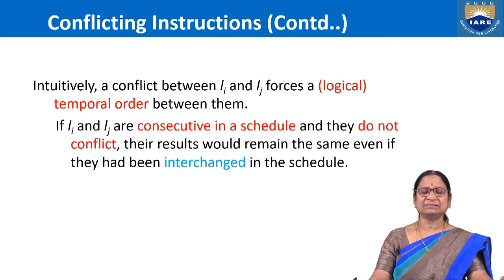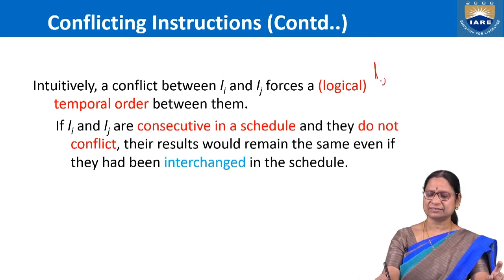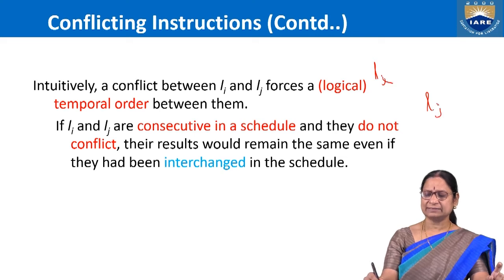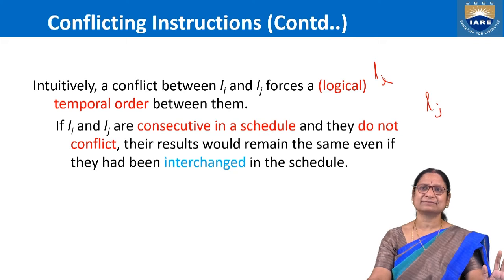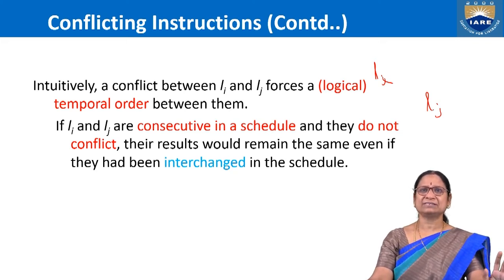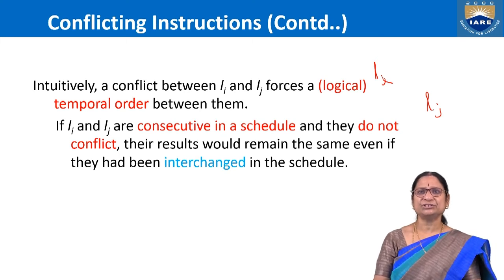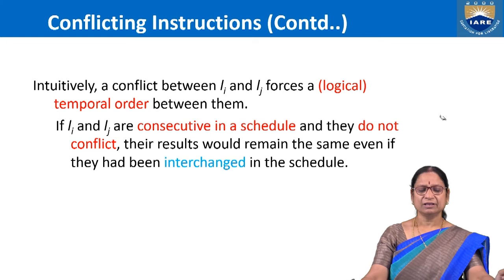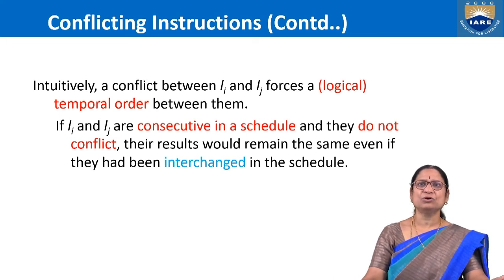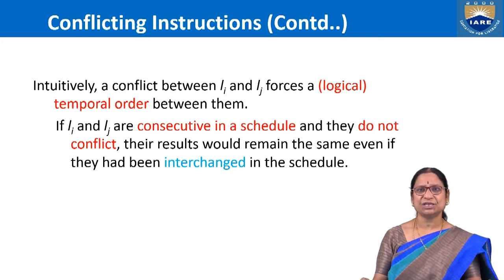A conflict between Li and Lj forces a logical temporal order between them. Temporal means time-wise. That means if Li occurs first in the first transaction and Lj occurs in the second transaction after Li, the order must be maintained by us if both are in conflict. The temporal, logical order must be maintained. If Li occurs before Lj, then we cannot change their order. But if those are non-conflict instructions, we can change their order. That is, the order of the instructions should not be changed.